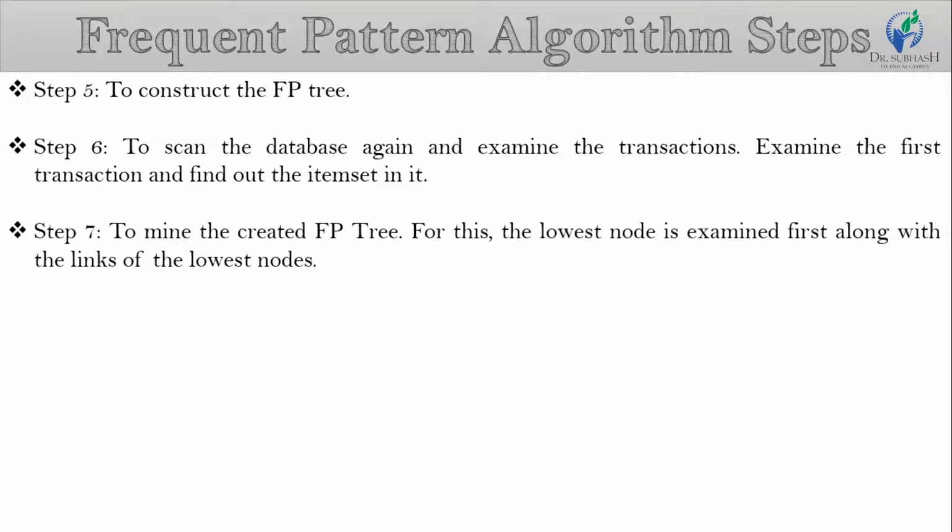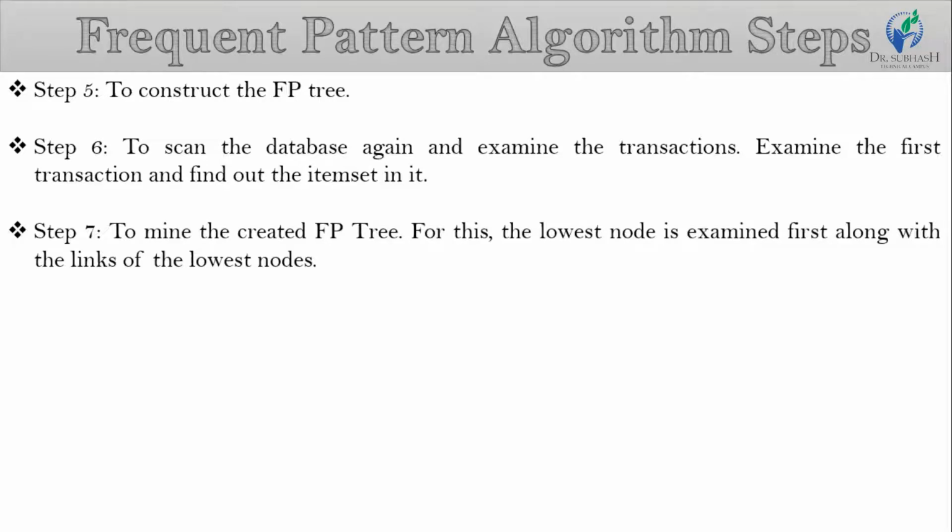For this, the lowest node is examined first, along with the links of the lowest node. The lowest node represents the frequency pattern length. For this, traverse the path in the FP tree. This path or paths are called a conditional pattern base.